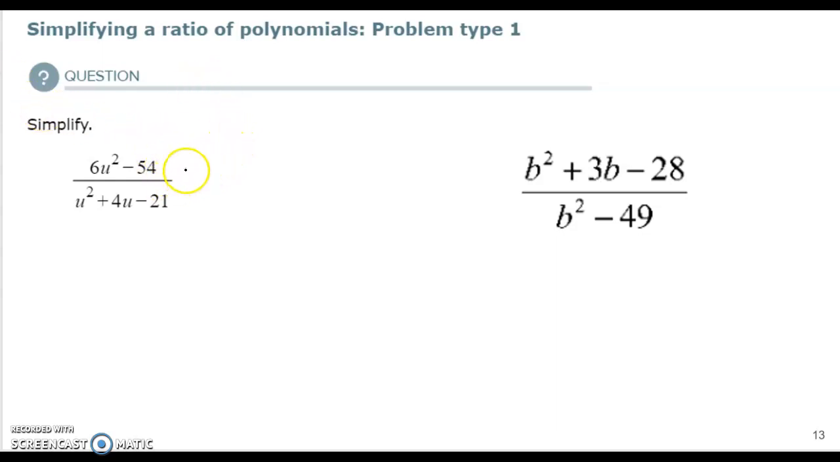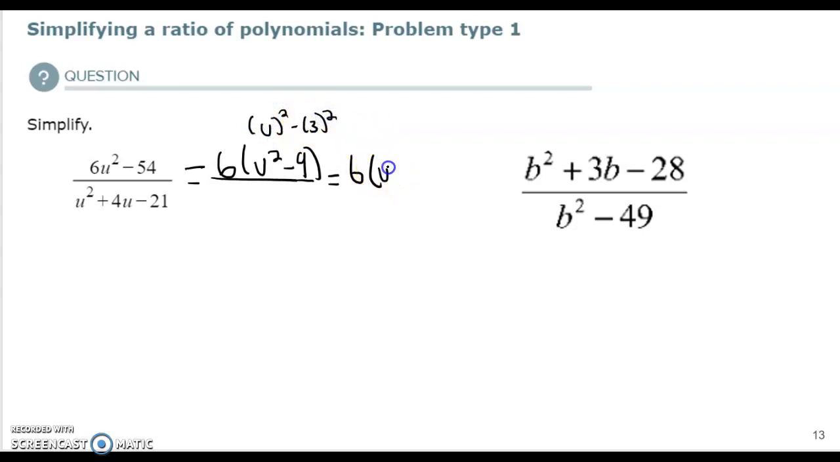So if I see this, I'm going to do the numerator first. It has the greatest common factor of a 6. That becomes u squared minus 9. And then if you remember, this becomes difference of squares. So this is like u squared minus 3 squared. So that becomes u plus 3, u minus 3.